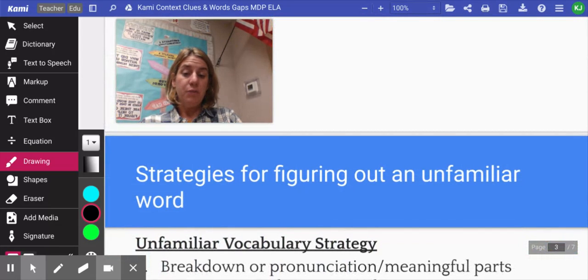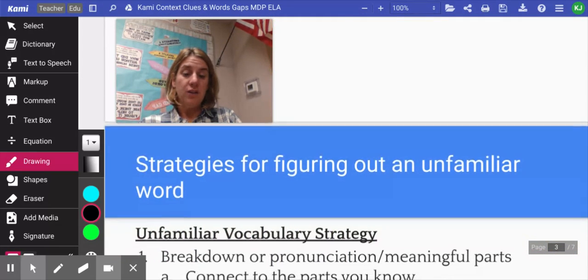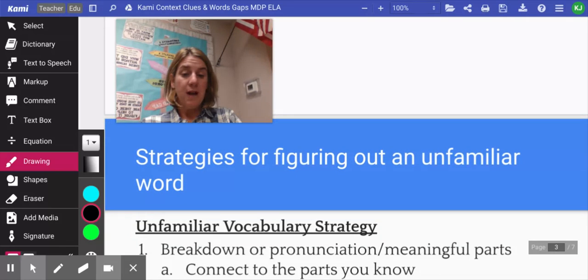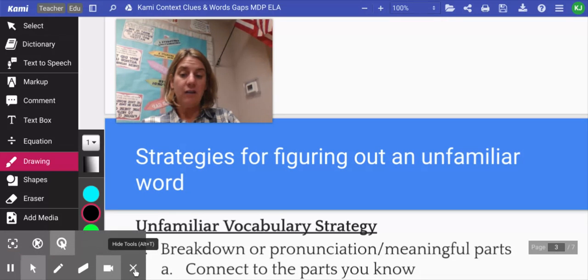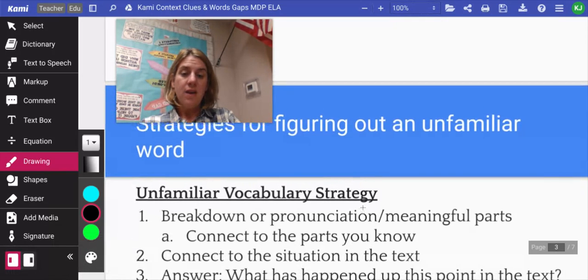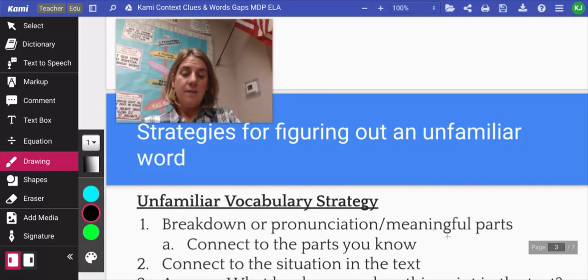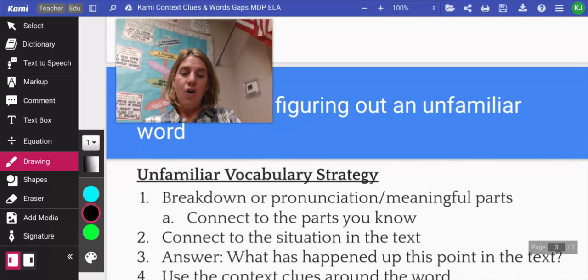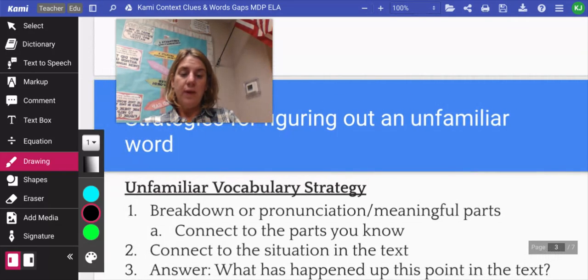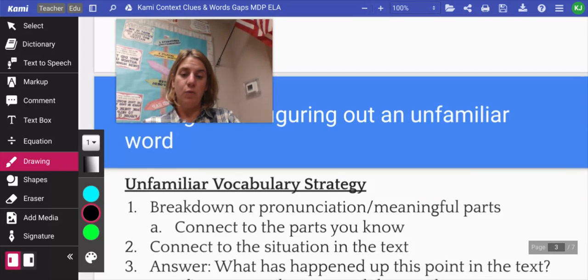You might have said breaking down the word to help you pronounce it or looking at its meaningful parts, but I would add that you should connect to the parts of the word to see if you have any background knowledge on them. Another big strategy that I've noticed helps students to be successful, especially in a narrative text, is if they make a connection to the situation that the person is in at that moment. Also, are you able to answer what has happened in the text up to this point?